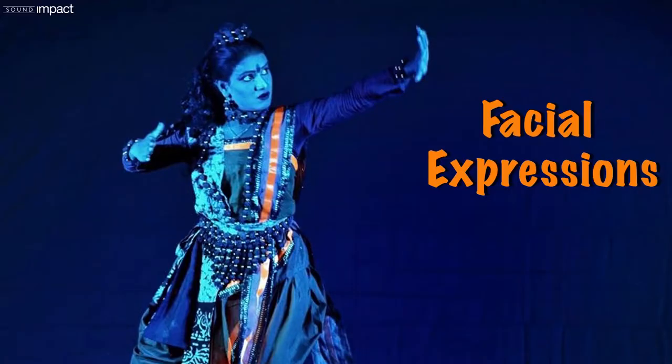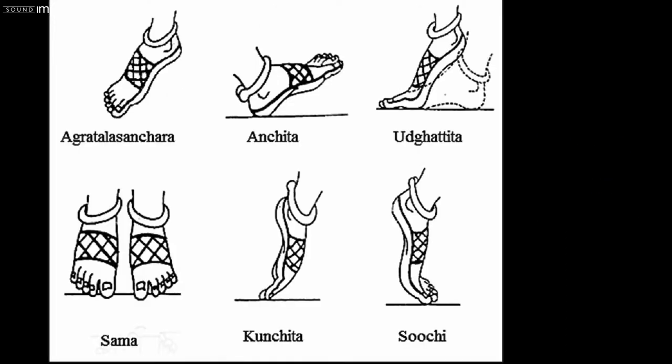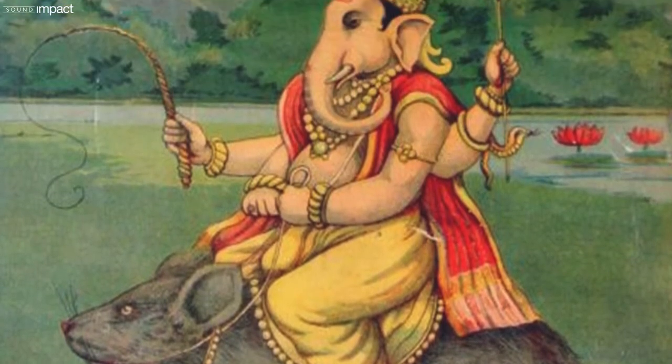There are three elements to this dance: facial expressions, hand gestures, and footwork. These three elements combine to tell stories of mythological characters and to highlight lessons of good versus evil. Typically, this dance is accompanied by Indian classical music called Carnatic music.